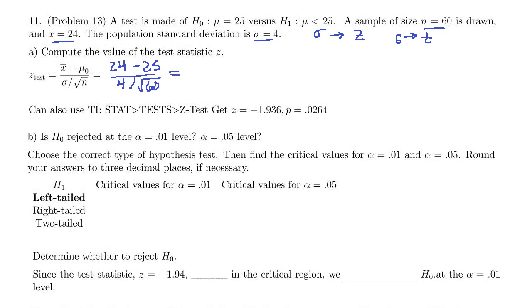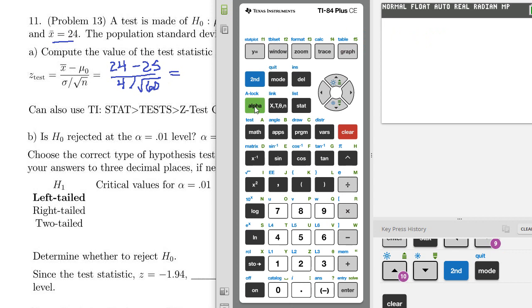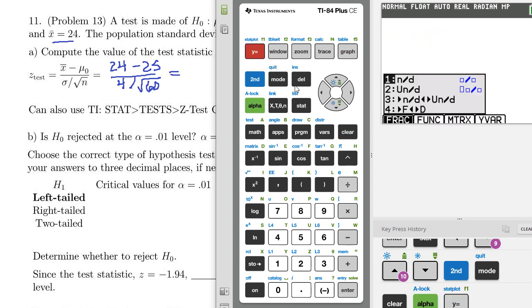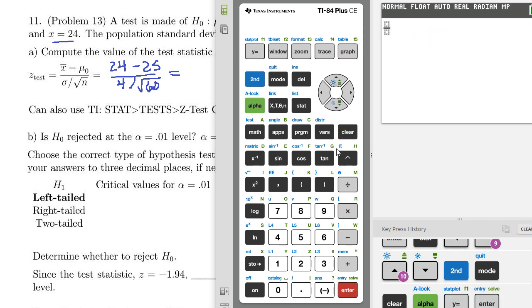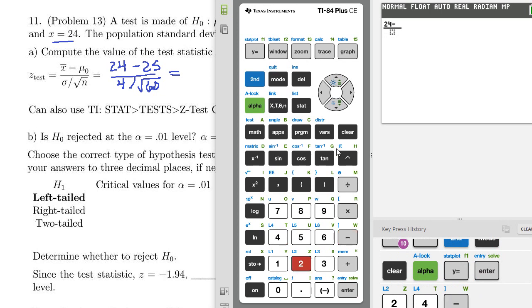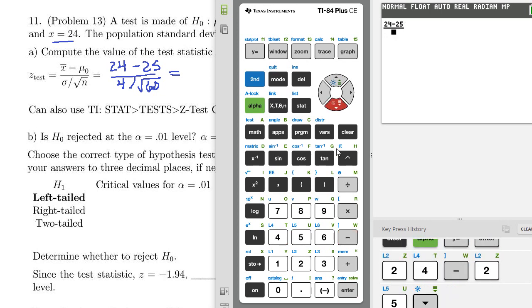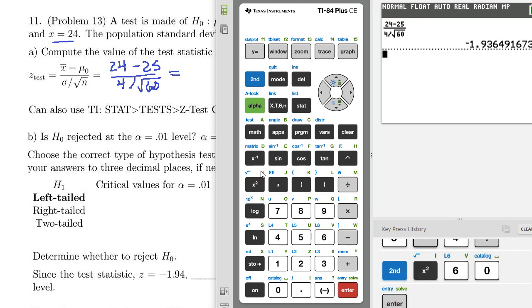So let's compute that real quick. I'm going to use horizontal fraction so I don't have to use parentheses here. So 24 minus 25, and on the bottom 4 divided by square root 60, and we get 1.936, so 1.94 negative.